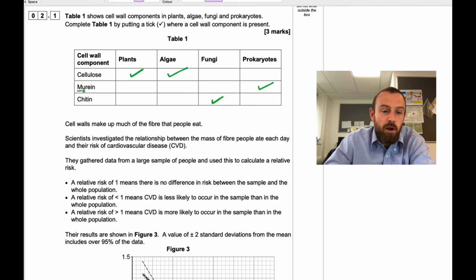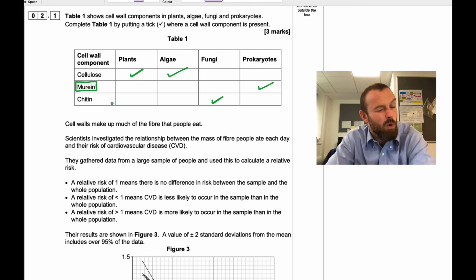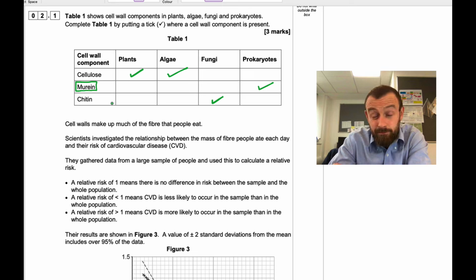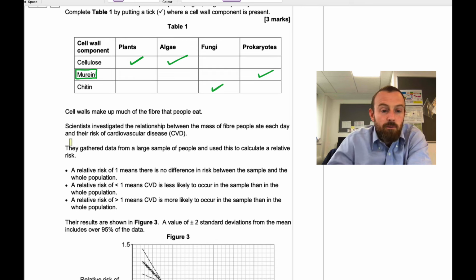This murein, you might also sometimes see it written as peptidoglycan, though that's more commonly used in OCR, but peptidoglycan is the same thing as murein. Right, let's keep going. Cell walls make up much of the fiber that people eat. It's always a good idea to highlight things as you go, things that you think are going to be relevant. Scientists investigated the relationship between mass of fiber people eat each day and their risk of cardiovascular disease.